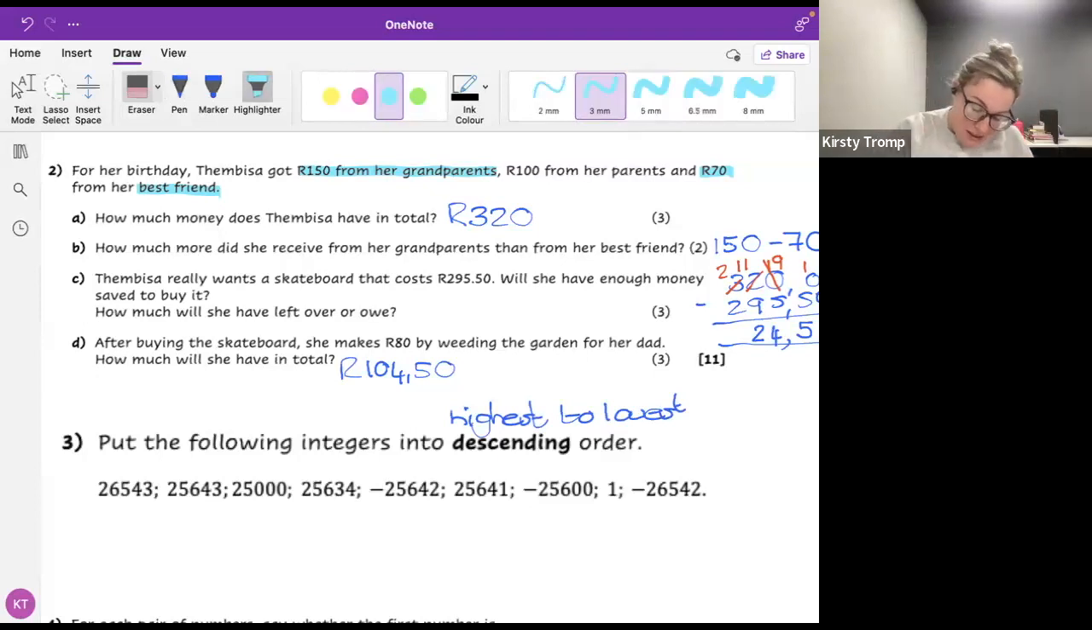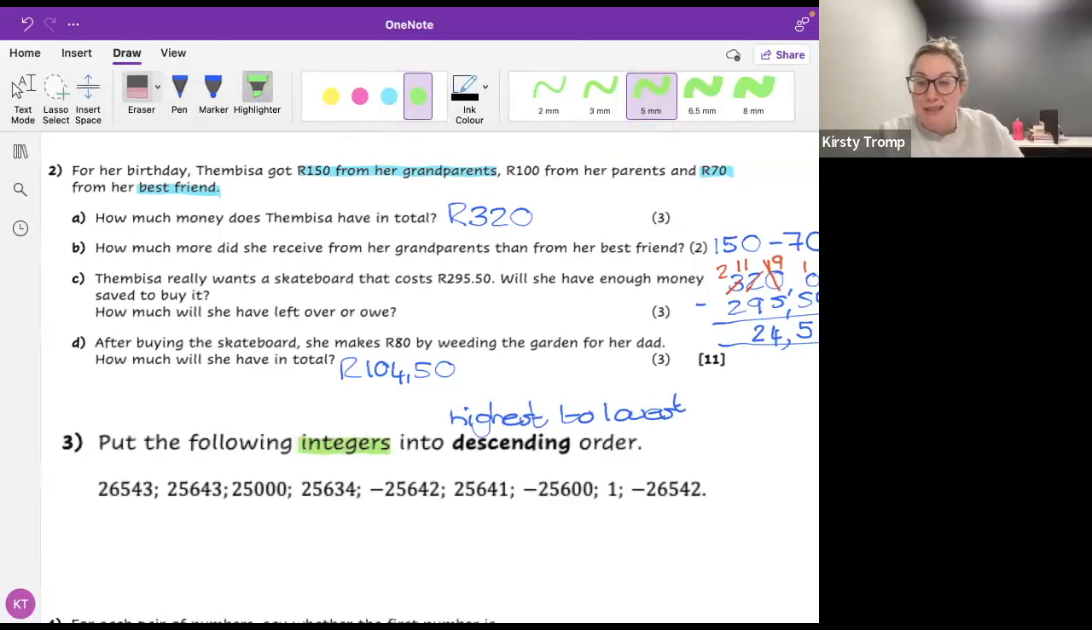Again, a reminder, if it asks me to do my integers, integers are negative and positive numbers. Sometimes students say, oh, I've only got to do the negative numbers because it's integers. No, guys, integers are negative and positive numbers. So let's go have a look. Put them in from highest to lowest.